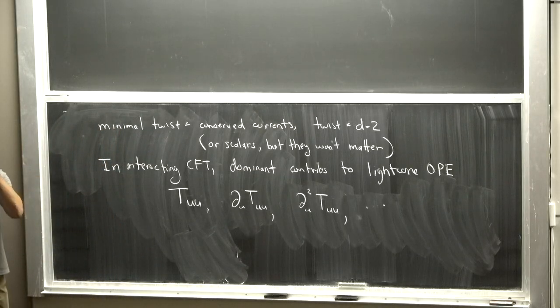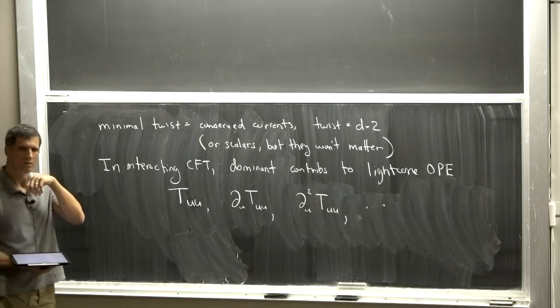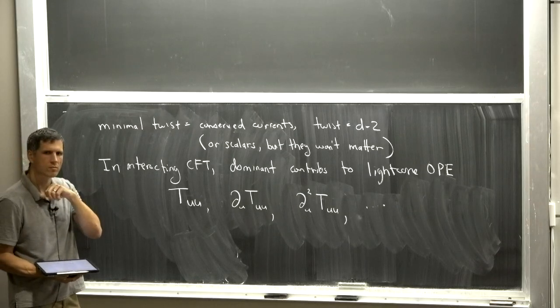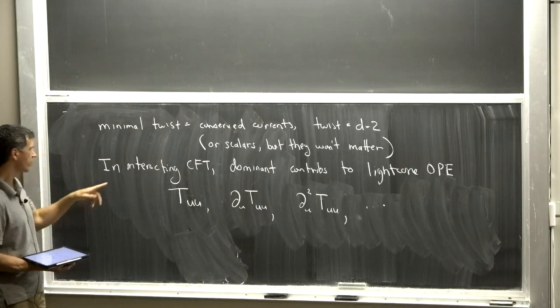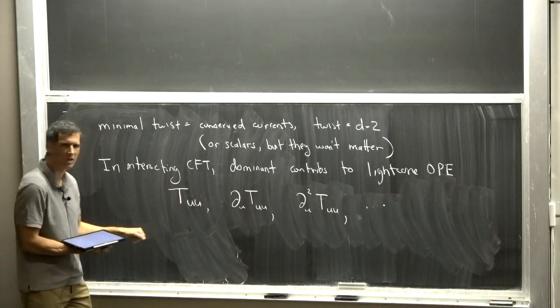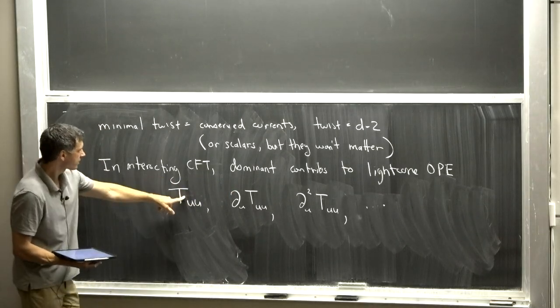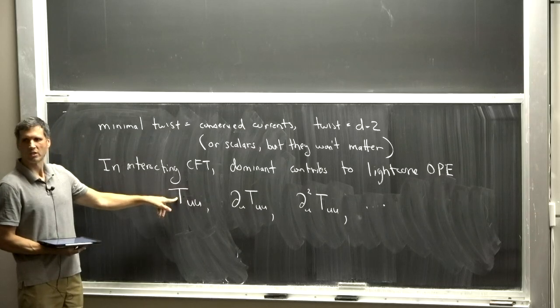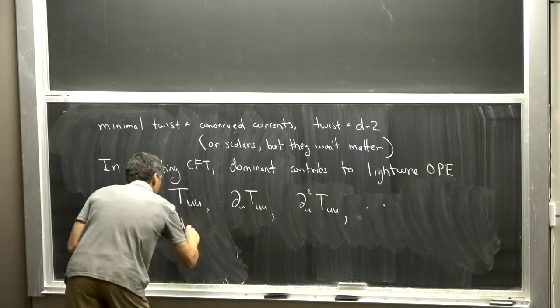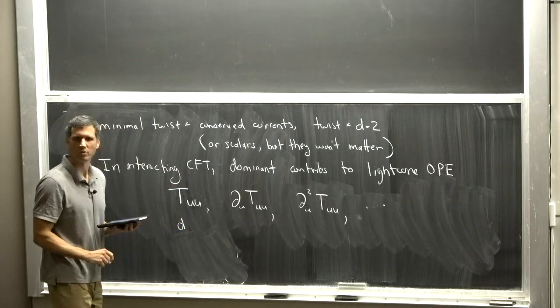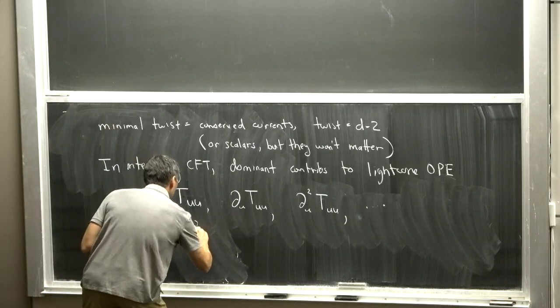Is the question, can they go arbitrarily low in twist by just acting with derivatives? No, because when you act with a derivative, let's do the counting here. It'll be the same. The stress tensor always has dimension d, and it has spin 2, so the twist here is d minus 2.